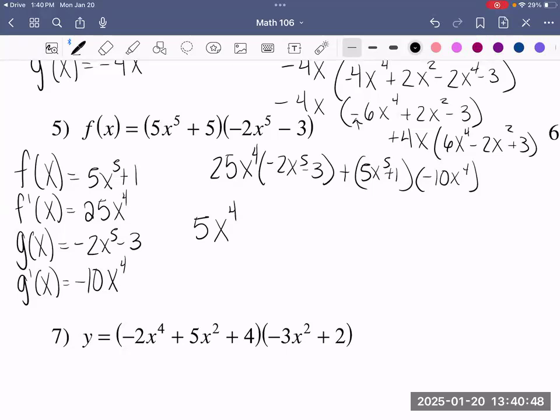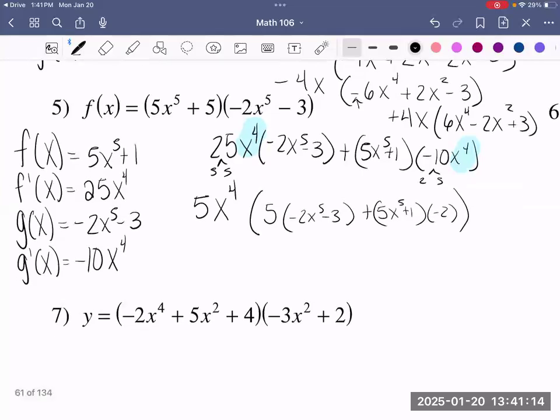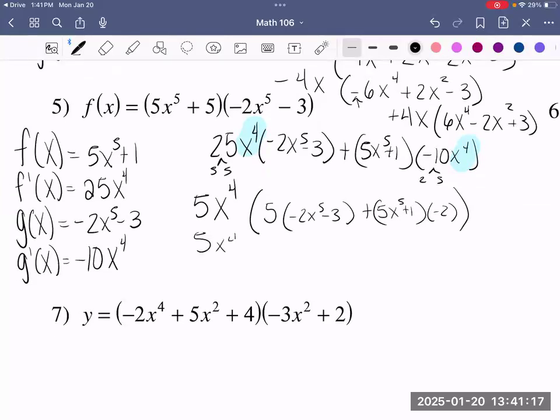Yeah. So we'll take out all of the x to the 4th here and just part of the 5. So let's see, 5 and 5, 2 and 5. So now we have 5, negative 2x to the 5th minus 3 plus 5x to the 5th plus 1 times a negative 2. Let's go ahead and start to simplify just a little bit more. Let's see, negative 10x to the 5th minus 15 minus 10x to the 5th minus 2.